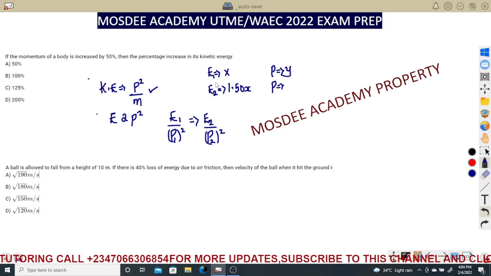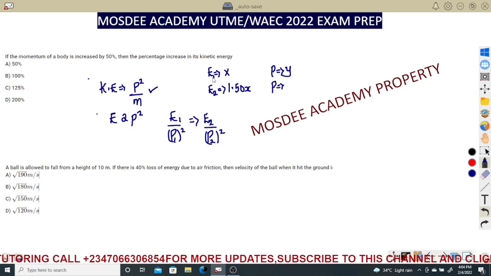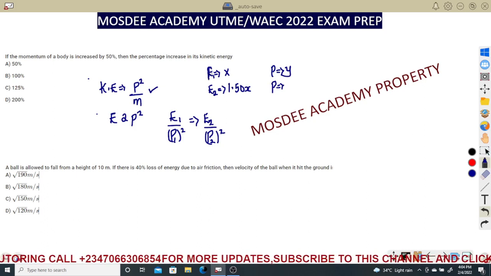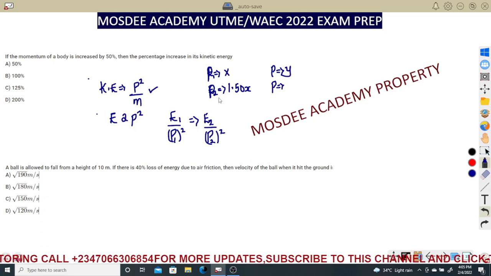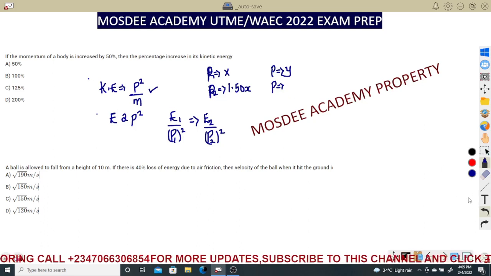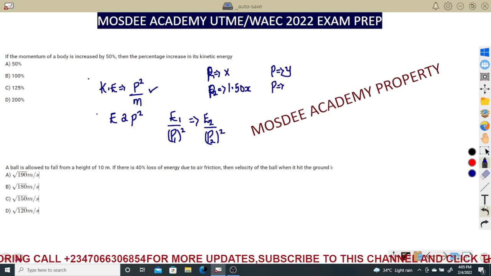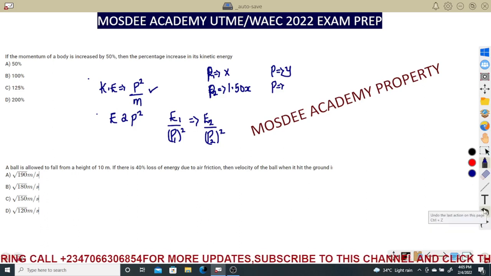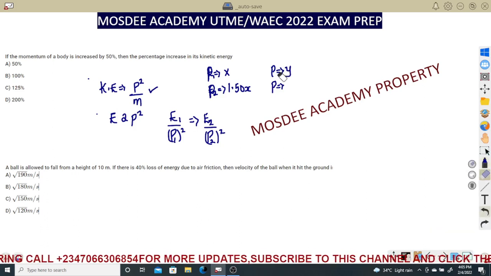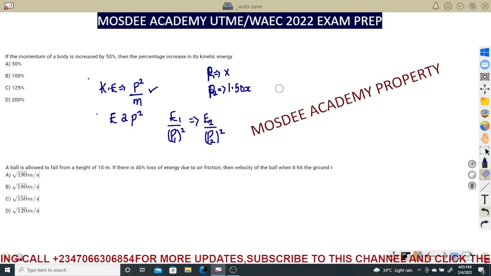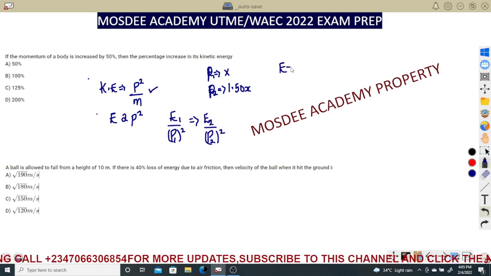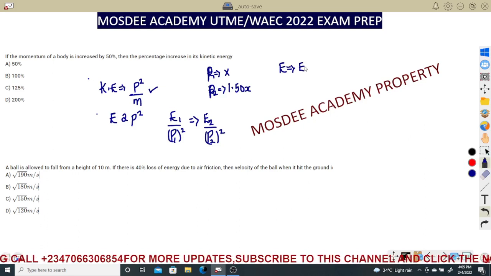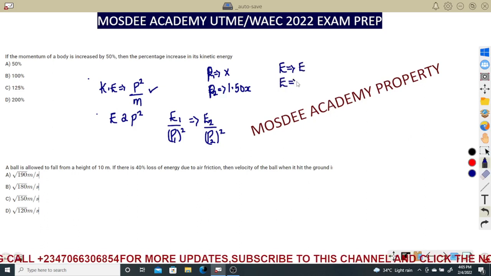Sorry, instead of me increasing, let me take the first momentum here to be X. The second momentum was what was increased by this. So let's take the first kinetic energy to be E, just for you to see. The first kinetic energy, let's take it to be E. The second kinetic energy, let's take it to be Y.